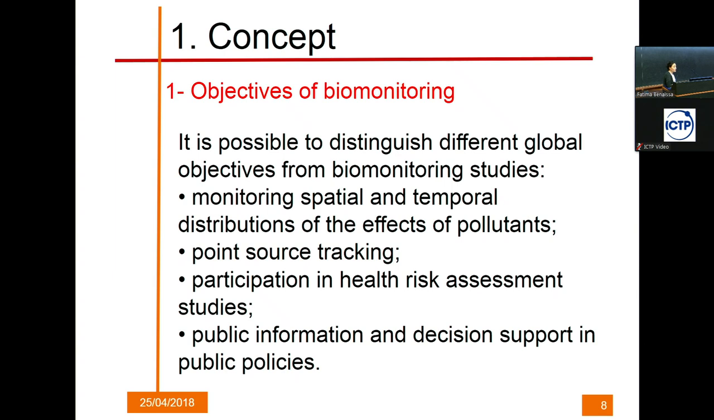The objectives of biomonitoring are like those of physico-chemical methods. First is monitoring the spatial and temporal distribution of the effects of pollutants. Second is monitoring point source tracking. Third, participation in health risk assessment studies. When we have results from biomonitoring with plants, we project the results for health risk assessment, public information and decision support in public policies.